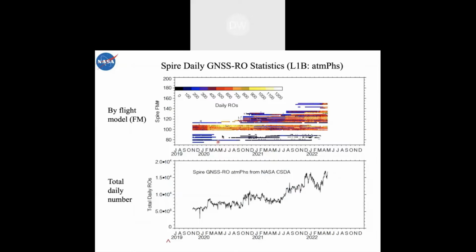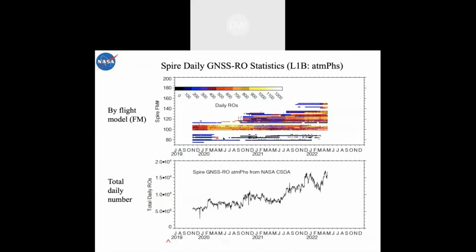We took a look at the data delivered from Spire to NASA under the CSDA program. This is Level 1B data, just to give you a feeling, a little over 2 years of data. They have hardware they call the flight model number. Roughly, you can see these are the different models they have flown so far.